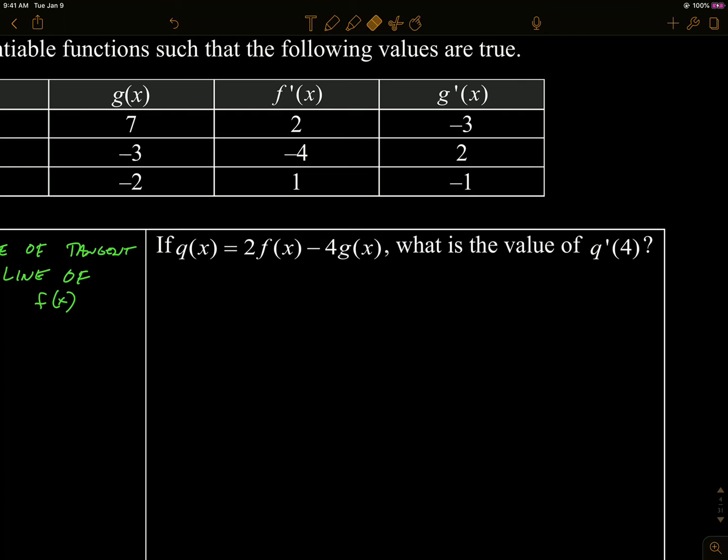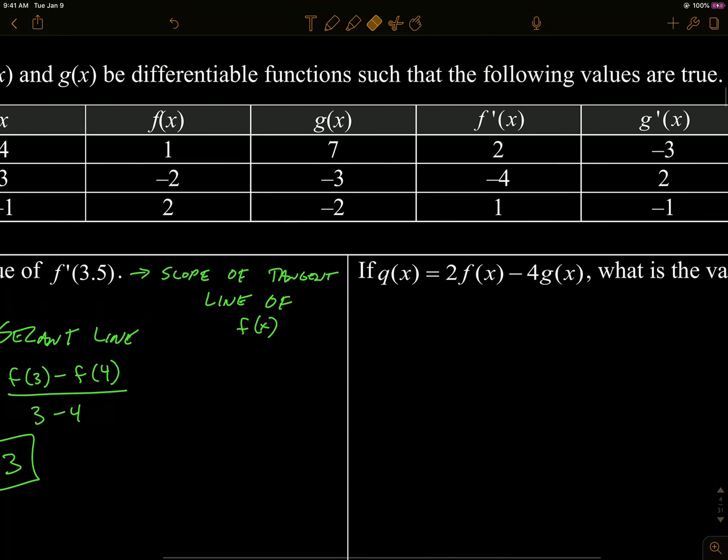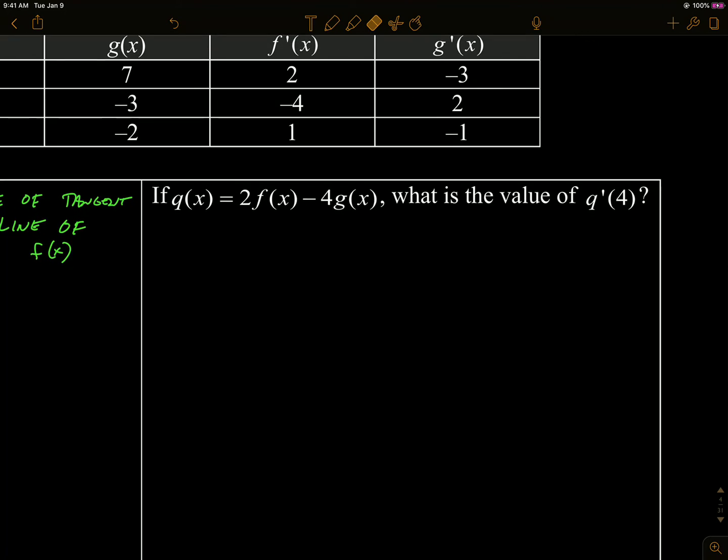If q is defined as this function, what's the value of q prime of 4? Notice there's no q's anywhere on the table. So what I have to do is apply product rule to find the derivative of q. So 2 times f of x minus 4 times g of x, there actually isn't any product rule in this, because 2 is just a constant, we don't have to apply product rule. I could think of it as the constant coming along for the ride times the derivative of f of x. Alright, and then same thing over here, negative 4 is just a constant that comes along for the ride, so times g prime of x.